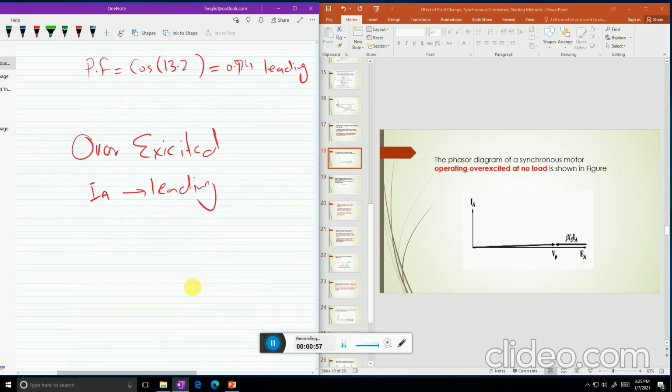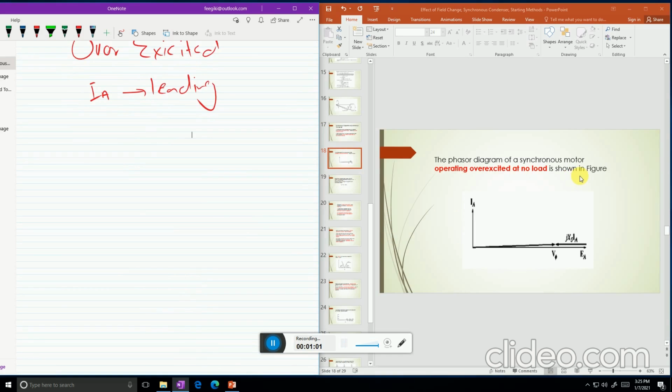The phasor diagram of a synchronous motor operating at overexcited condition at no load is shown in this figure. If this is V phase, this is EA. Because at no load power is approximately 0, sine delta is 0 and delta approaches 0. When delta approaches 0, V phase and EA are very close to each other, and the resulting armature reaction, j XS IA, can be given like that, and IA is this one. So this is what the overexcited no load phasor diagram of the synchronous motor looks like, and when we examine it, we can see that this behavior is just similar to a capacitor, in which IA is leading V phase by approximately 90 degree.